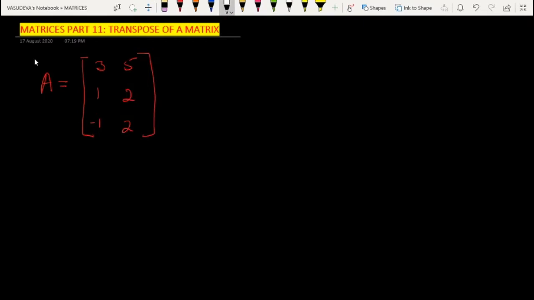Then A dash. So transpose of a matrix ಅನ್ನು ನಾವು ಹೀಗೆ ಡಿನೋಟ್ ಮಾಡ್ತೀವಿ, A dash or A transpose. It is the matrix obtained by interchanging the rows of the original matrix into columns. ಇದು 3 5 row ಇದೆ, 1 2 row ಇದೆ, -1 2 third row ಇದೆ. That will be interchanged into columns.